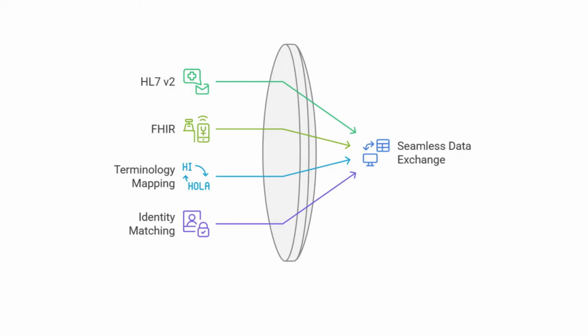Okay, so these standards, they kind of build the roads for the data. But once it's actually moving on those roads, what are the specific safeguards? The things that stop errors or prevent data from getting lost or garbled. That's a great question because the standards are just the start. The safeguards are where the real precision work happens.